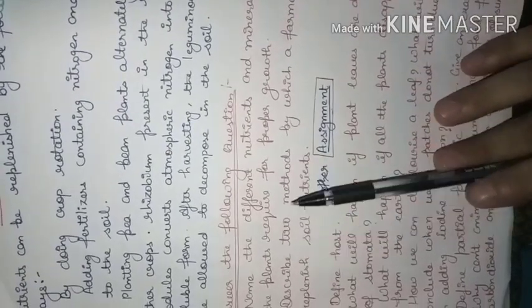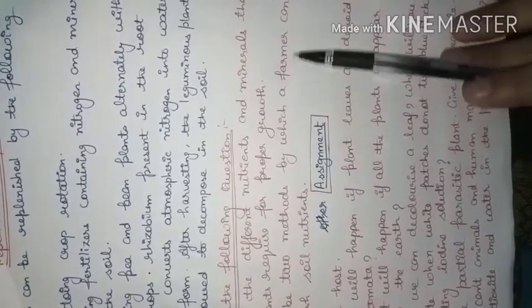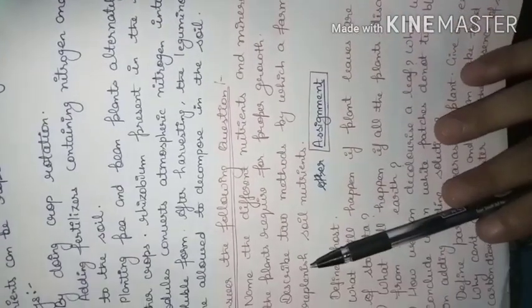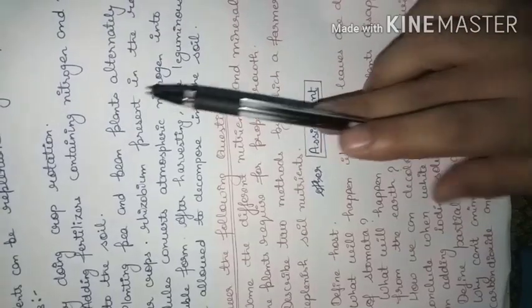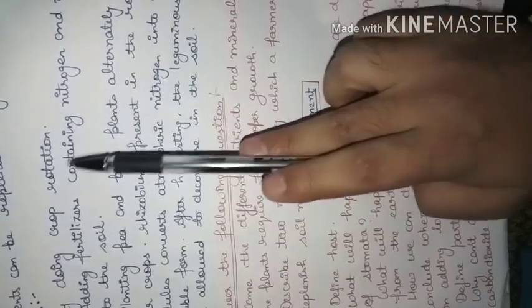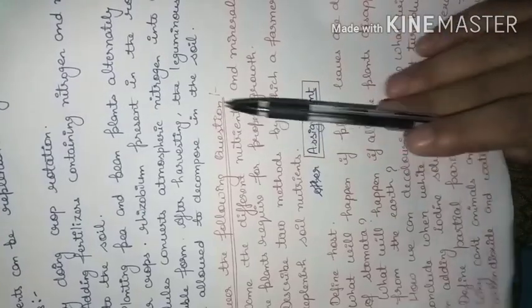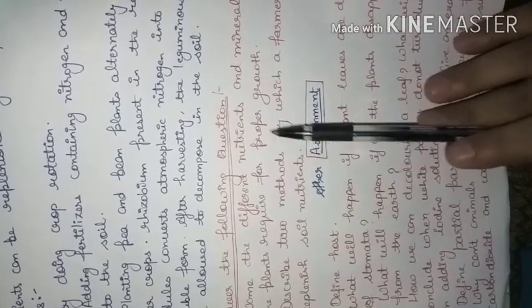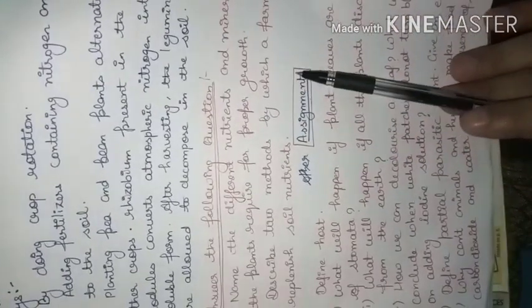Next is, describe two methods by which a farmer can replenish soil nutrients. From this you can explain either the first one or the second one or the last one. So in this way you can answer these questions.